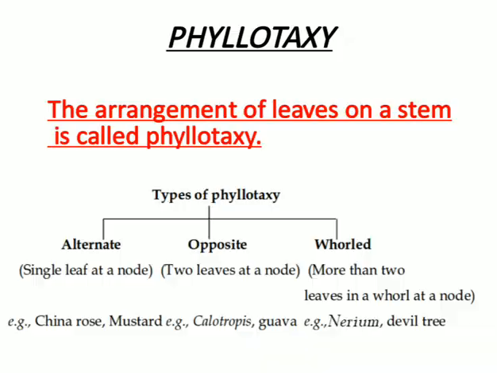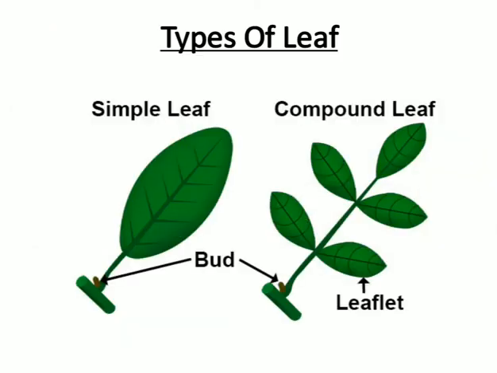Now, after we have discussed the phyllotaxy, I will be discussing the types of leaves. My dear students, the world is amazing because of the wide variety of plants present, and a wide variety of plants means a wide variety of leaves. We have broadly classified leaves into simple leaf and compound leaf. Now, I will be telling you the difference between the simple leaf and the compound leaf.